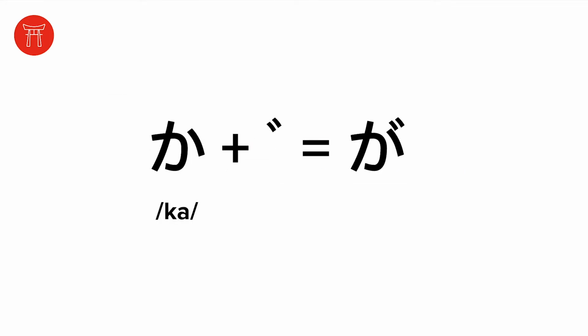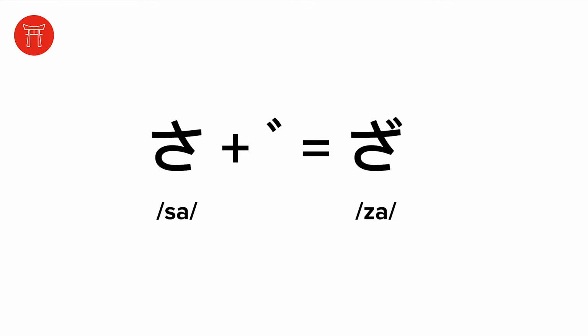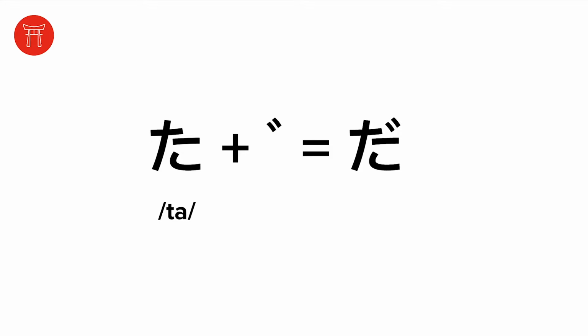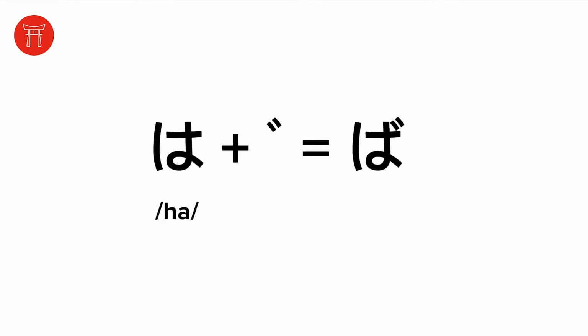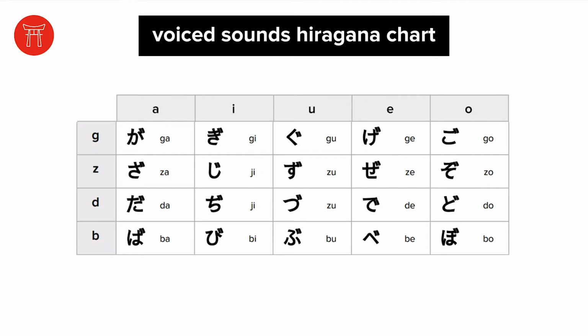b. For example, ka becomes ga, sa becomes za, and ta becomes da. Now, when we add the mark to ha, it becomes ba. It's just another unique rule to memorize for Japanese. Here is a chart for dakuon, or voiced sounds. Let's go through them together.